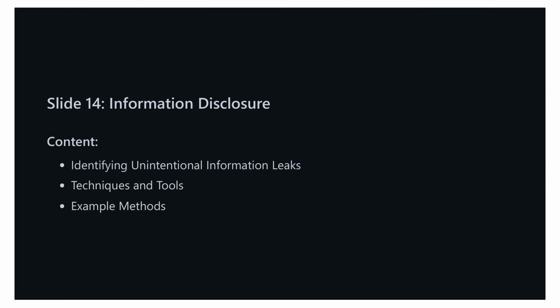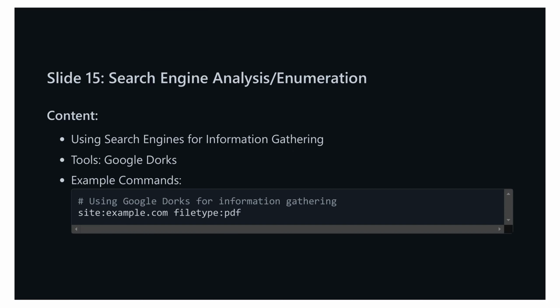Next, we'll dive into search engine analysis and enumeration in the upcoming slide. Continuing our discussion from information disclosure, let's now delve into search engine analysis and enumeration. In this module, we will explore how search engines can be powerful tools for information gathering. Specifically, we'll look into using Google Dorks to uncover sensitive data that may be unintentionally exposed online. Google Dorks involve using advanced search queries to sift through data in a more targeted manner.